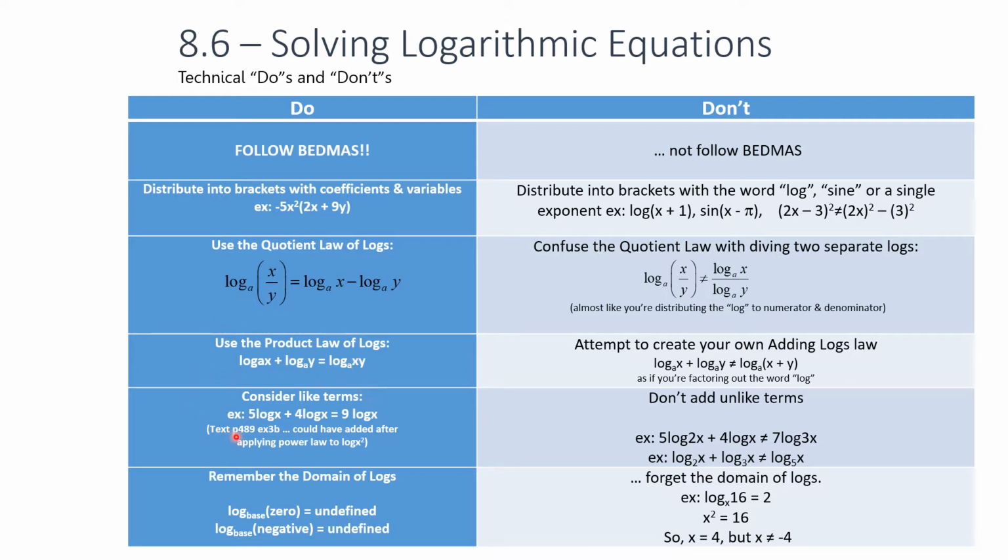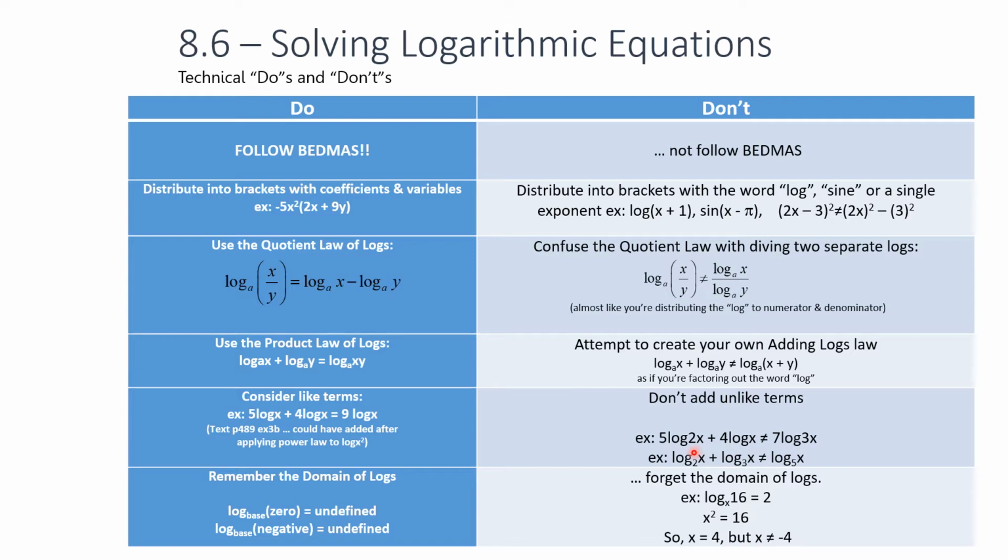Also, do consider like terms. What are like terms? 5 log x plus 4 log x is 9 log x. They have the same base 10, invisible 10, so we can add them together. And when you get to this question here, you can look that up. But don't add unlike terms. So 5 log, again, that should be a base, sorry, subscript 2 there. And this should be a subscript. I think something happened when I transferred it to PowerPoint that I lost those. So that should be a subscript 2.